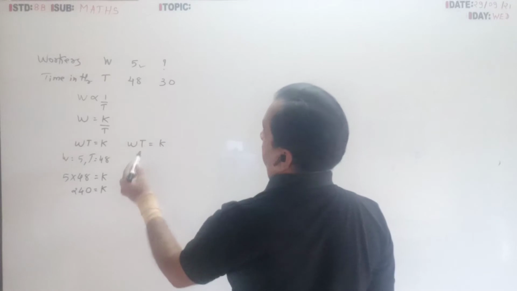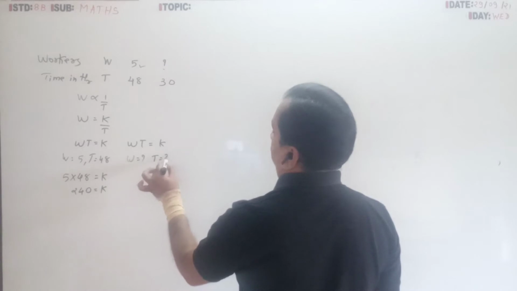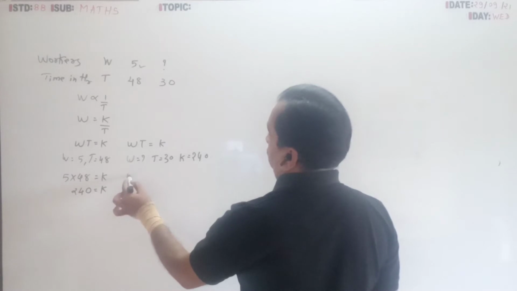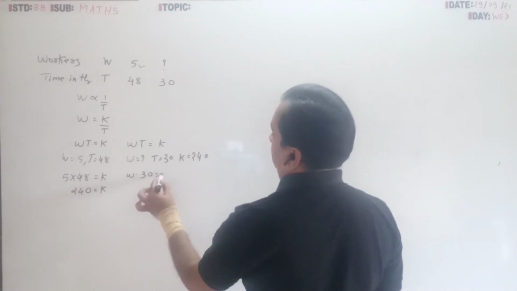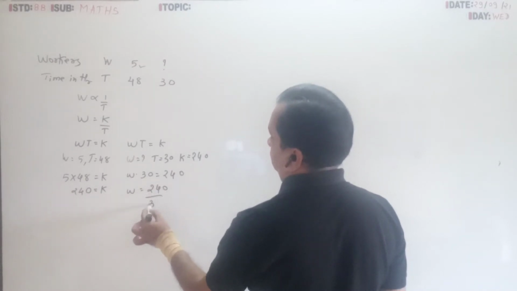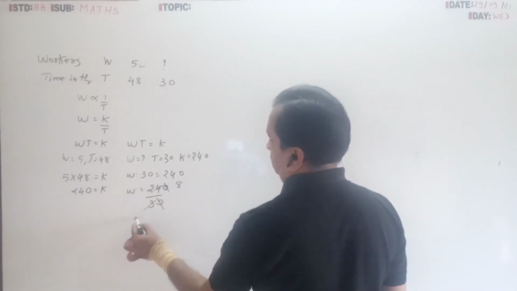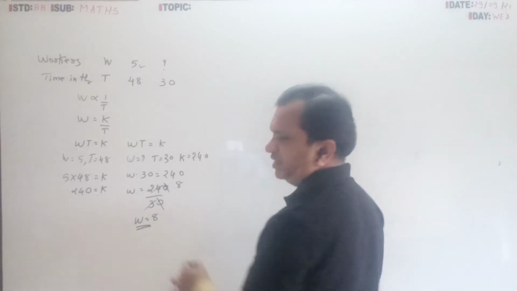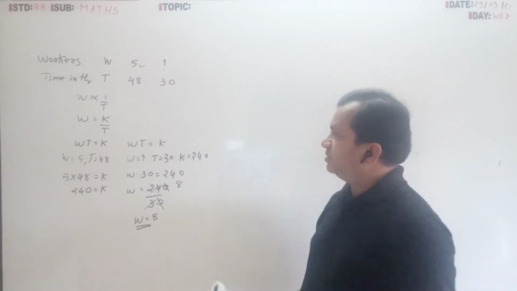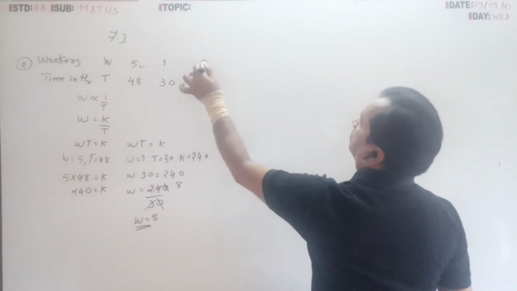So now W is the question. T is 30, K is 720. So WT is 720, so the number of workers required is 24. This is the 7.3 second sum. Now the third sum.